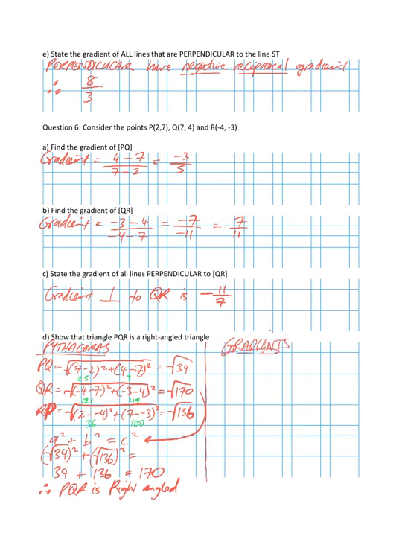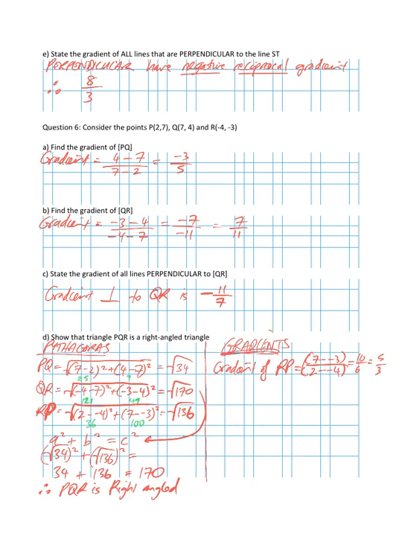And you can do this because it's been taught to you. So, gradient of RP is going to be 7, take negative 3, over 2, take negative 4. Oh, there should be separate brackets. That's going to be 10 on 6, which is the same as 5 on 3.